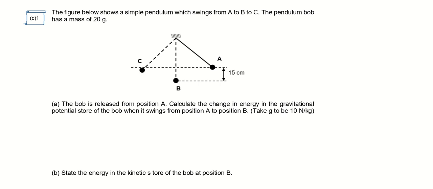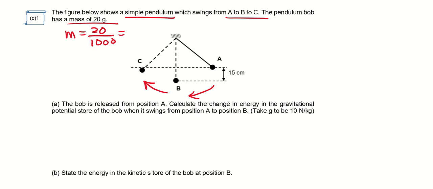Alright, so for C1, the figure below shows a simple pendulum. It's not an ideal pendulum. It swings from A to B to C. The pendulum bob has a mass of 20 grams. So when you're doing this, you should annotate the mass is 20 grams. But because this is an SI unit chapter, everything has to be in SI units. So I need to convert my 20 grams by dividing it by 1000 to get 0.02 kg.